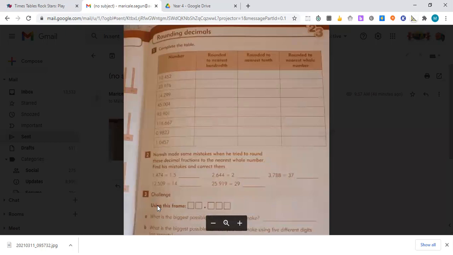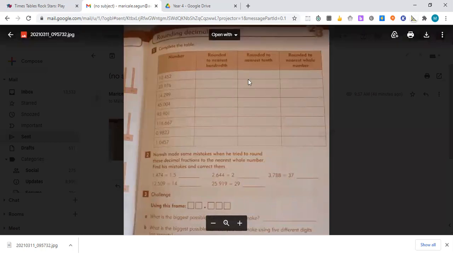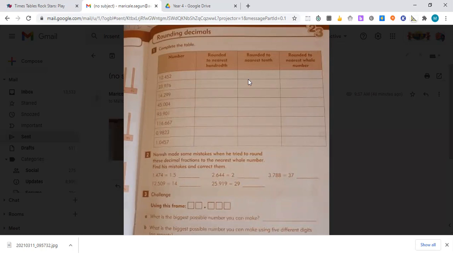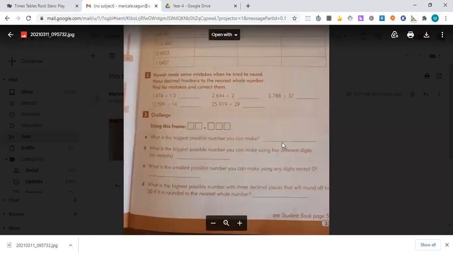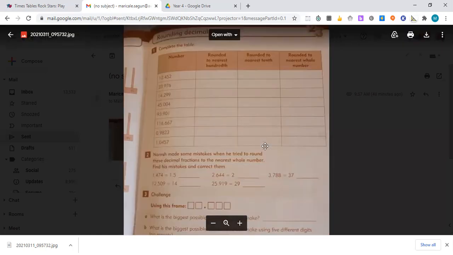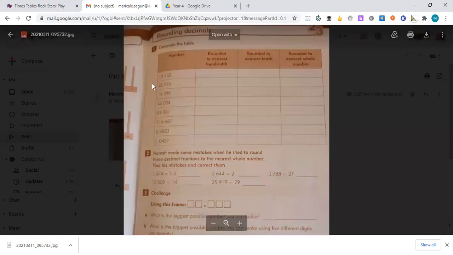Okay, Year 6, I need you to submit this to me as well as the first exercise that I have given you. This is the second one, on page 33. I need you to answer this page. You have to round all these numbers to the nearest hundredth, the nearest 10, and the nearest whole number. I'm going to answer the first number.